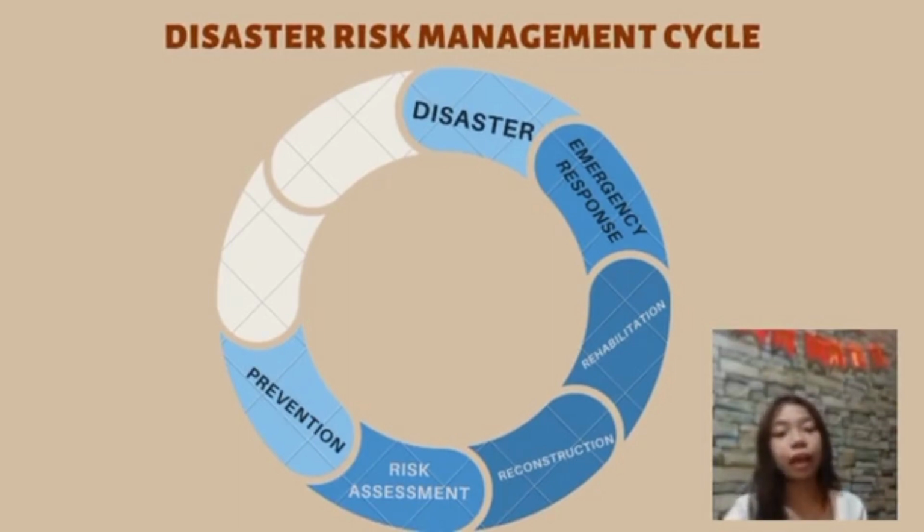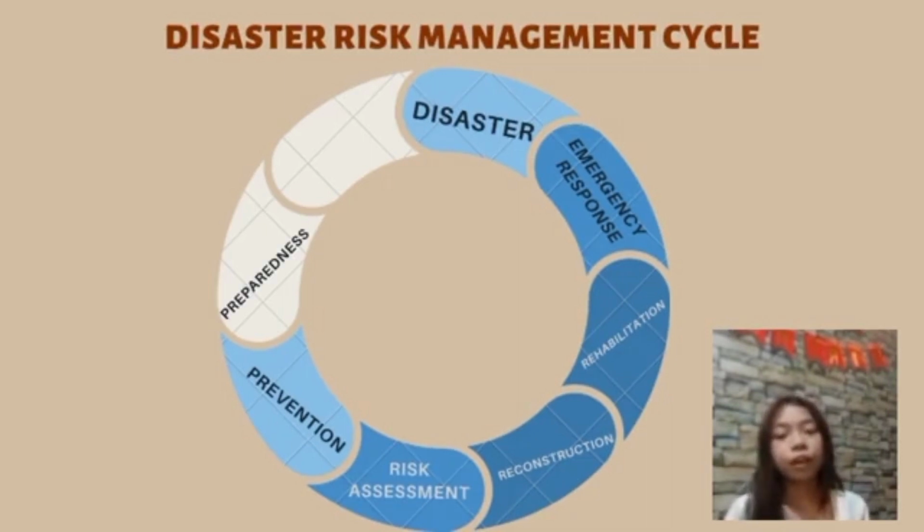Next is prevention. Prevention is defined as regulatory and physical measures to ensure that emergencies are prevented or their effects mitigated, and mitigation is defined as measures taken in advance of a disaster aimed at decreasing or eliminating its impact on society and environment.